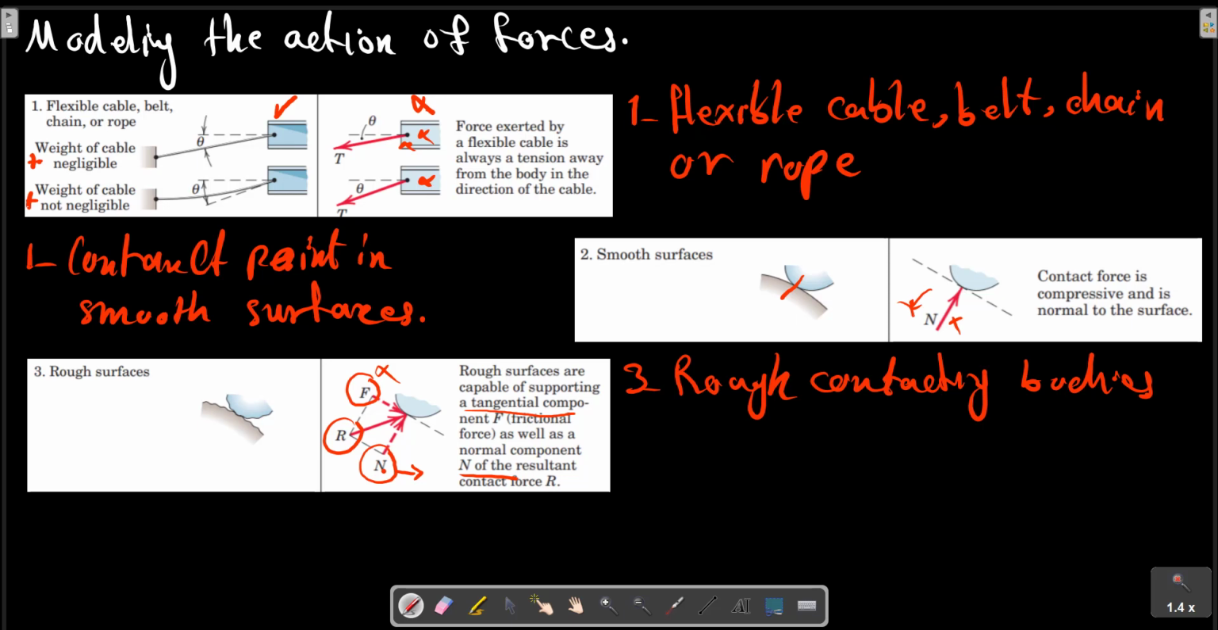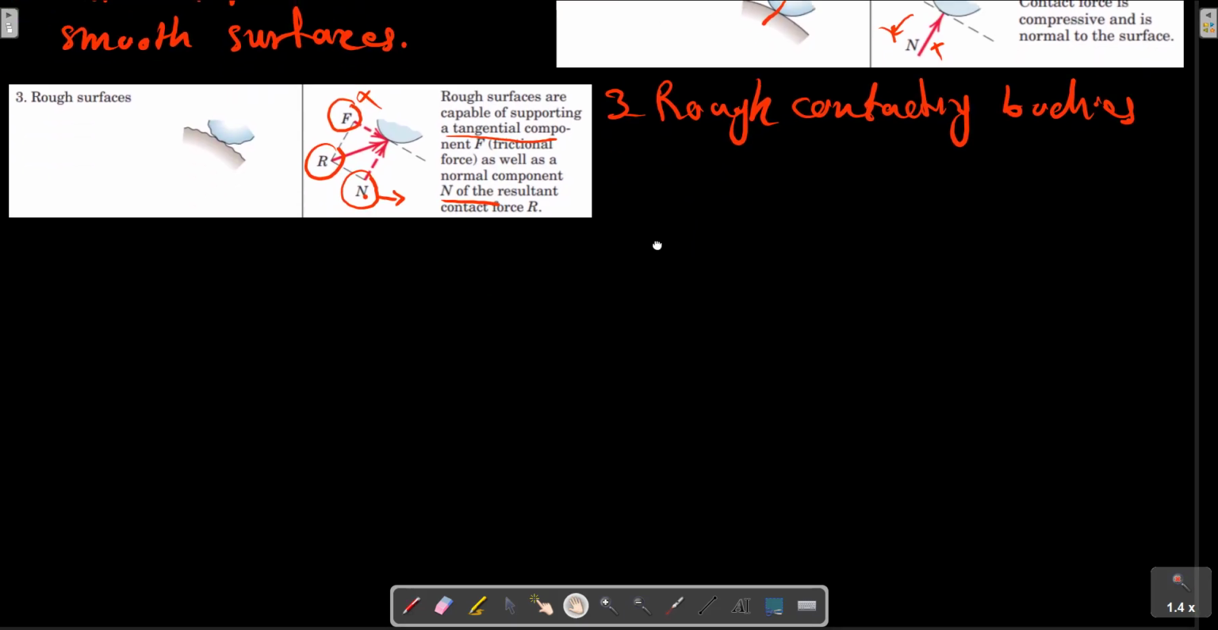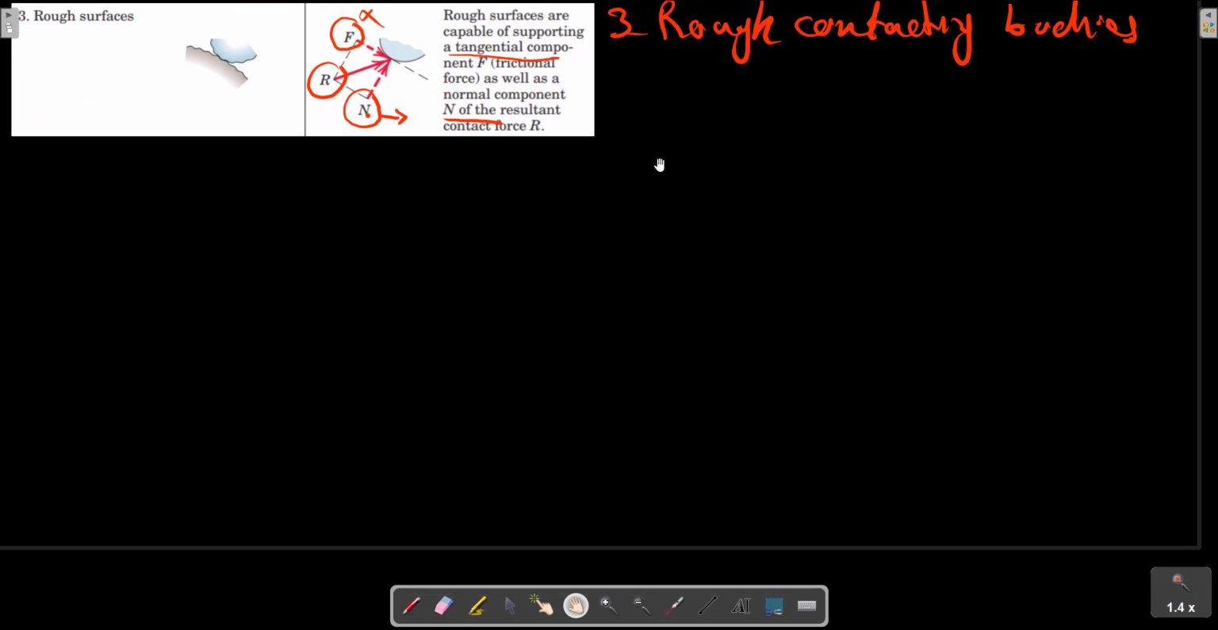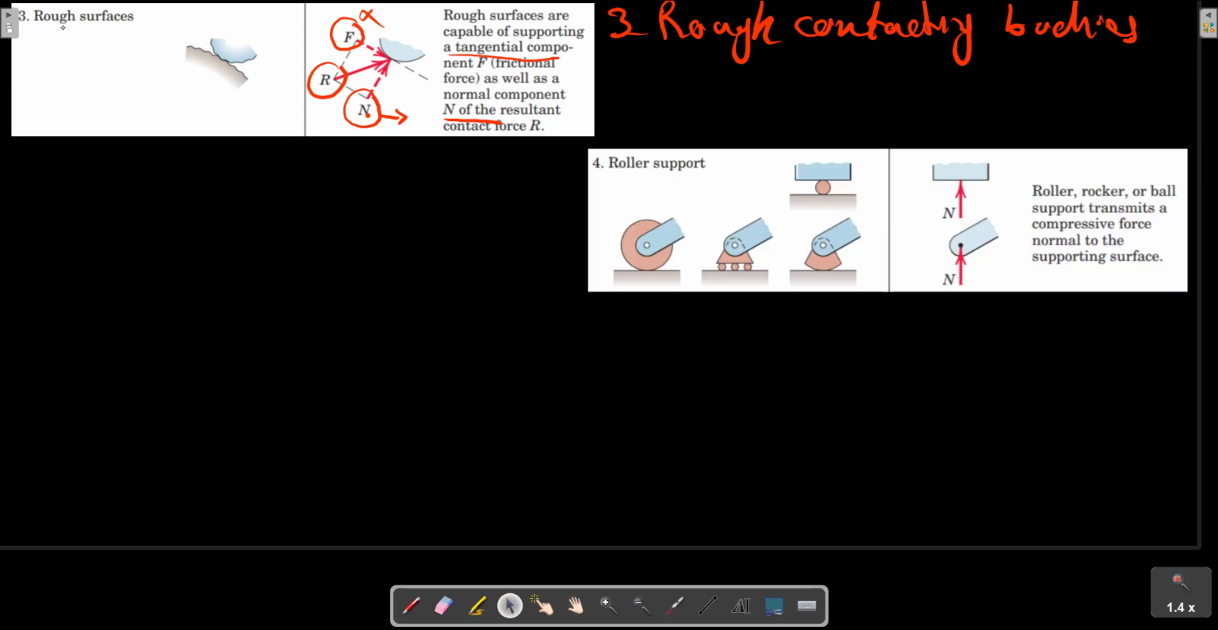Another example in the free body diagram context is roller support.